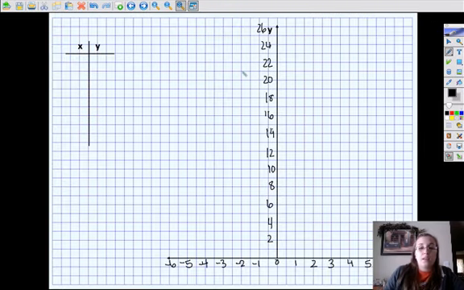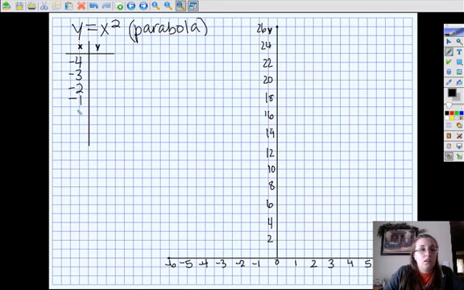So what I've got set up here is a basic x and y axis, and then a t-chart set up, and I'm just going to graph y equals x squared. That's the parent graph of a parabola. We're going to graph a parabola. And maybe some of you have heard of this term before, but I'm going to start with maybe a negative 4 for my x, and I'm going to go all the way through to positive 4.